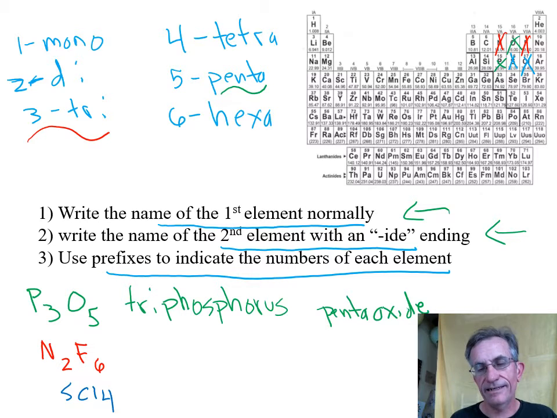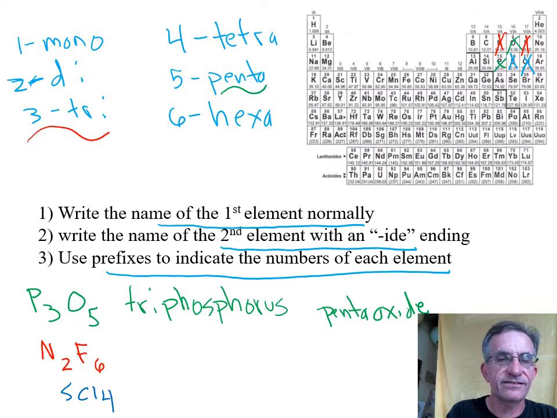Triphosphorus pentaoxide. All right, so it didn't say anything about charges. There are no charges. Don't have to worry about charges. So the way you tell me how many of every atom is around is you use a prefix. In this case, tri for phosphorus and penta for the oxygen. All right, we're going to do the other examples. Let me erase a little bit, and we'll move on to our next example.